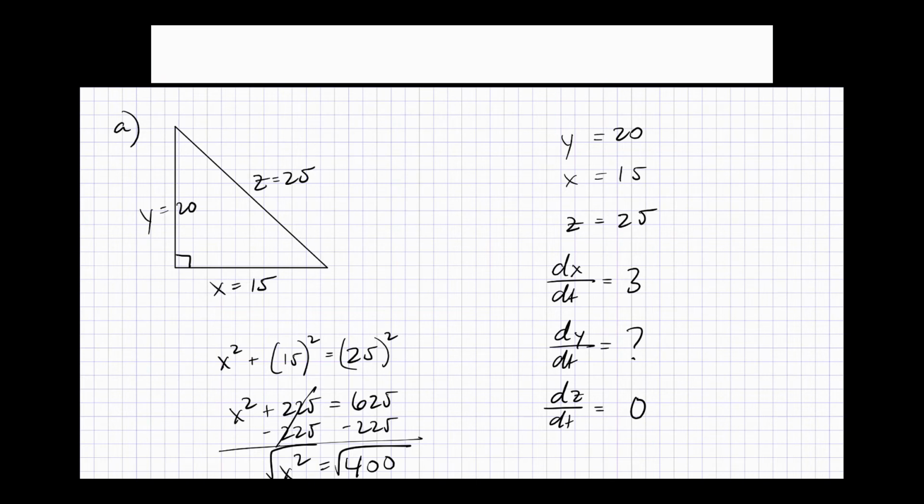It didn't talk anything about the hypotenuse. How do I know that the hypotenuse, how did I know this guy right here?